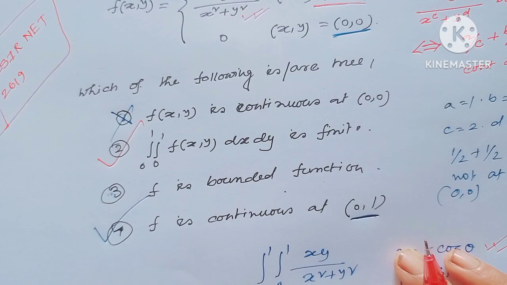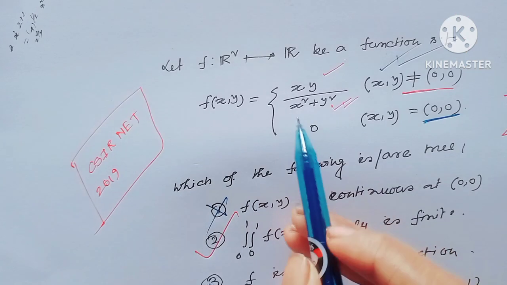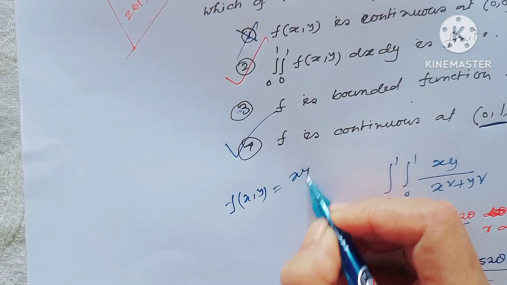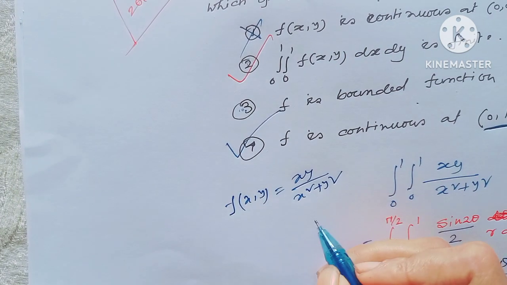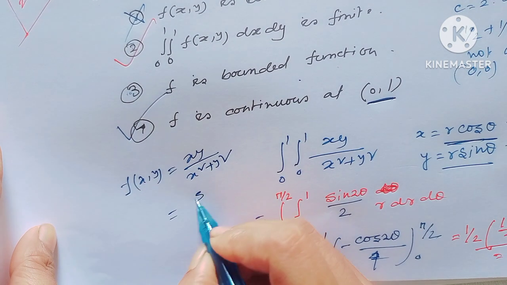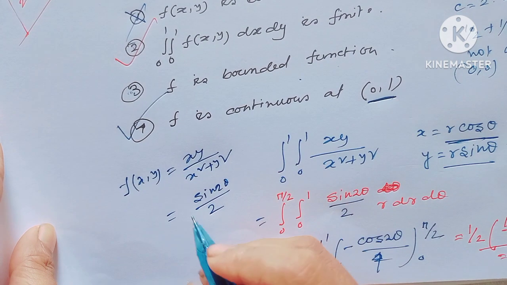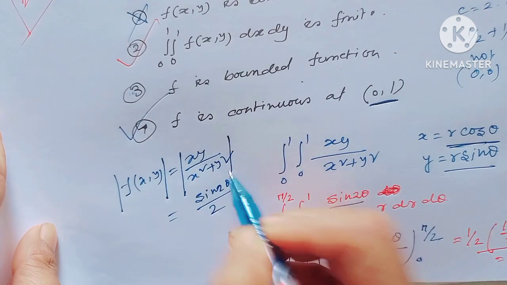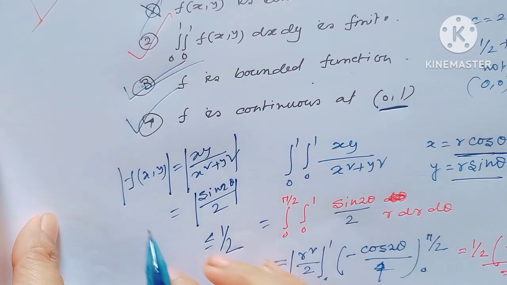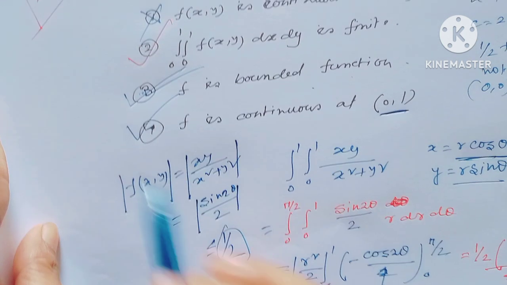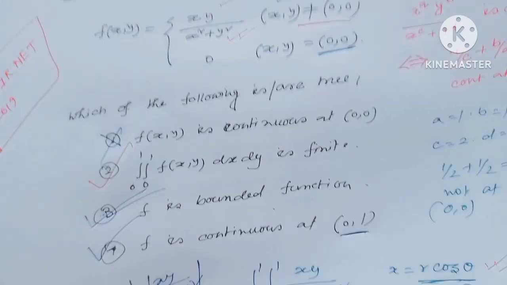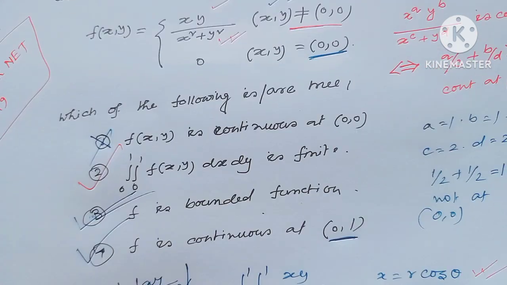And option 3 says f is a bounded function. For this, f(x,y) equals xy over x square plus y square. You can change it to polar form by this method. So this value would be sin 2 theta over 2. Obviously, if we take the modulus, then this value is less than or equal to half. So obviously the function is a bounded function because mod of f is less than or equal to half. So option 3 and option 4 are right options. I hope all my viewers have understood this type of question. Just as a review. Okay.